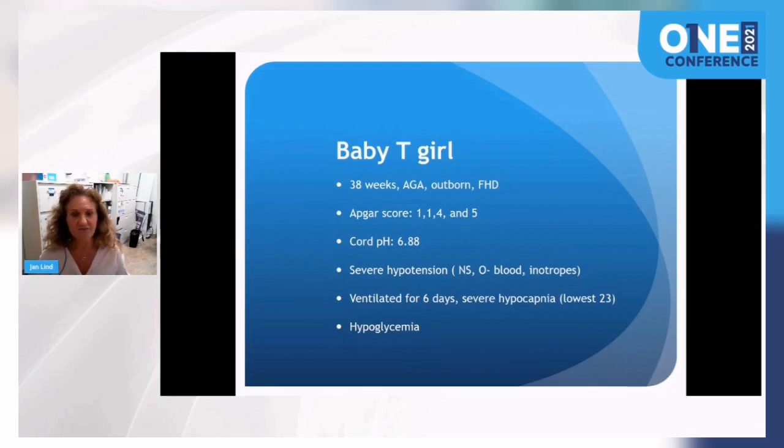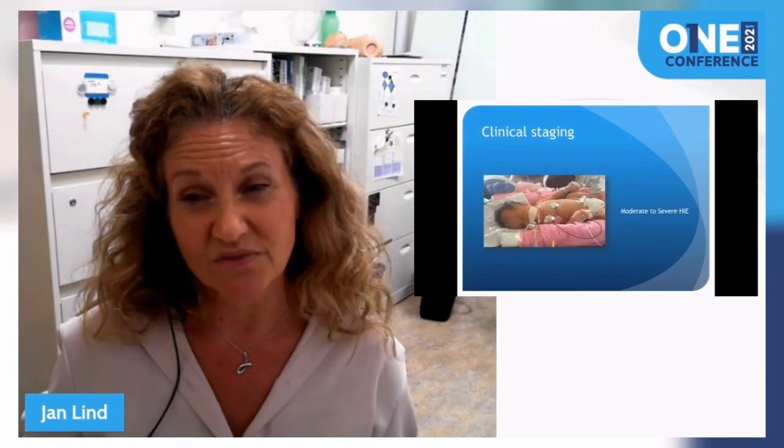She actually had severe hypotension, and despite our best efforts, got a normal saline bolus. She received blood, and she was started on 2 inotropes. She was ventilated for 6 days and had severe hypocapnia, and so the lowest CO2 was 23. And we also had to treat her for hyperglycemia. So everything that we wanted to try and avoid. So clinical gave her a diagnosis of moderate to severe HIE.